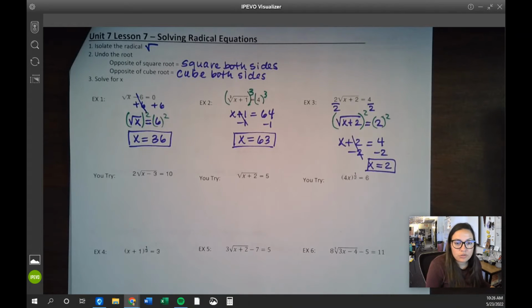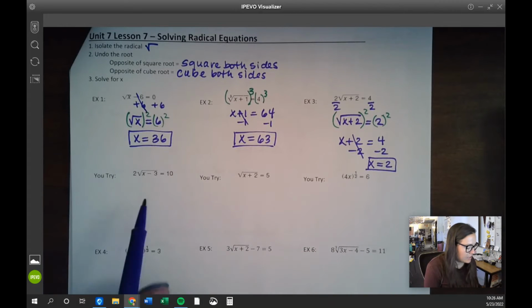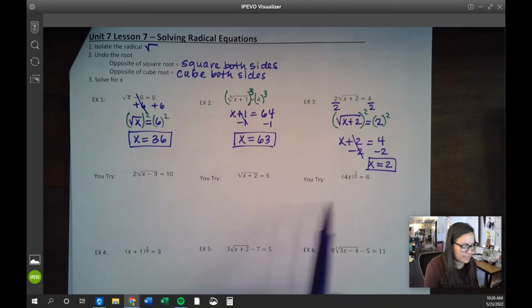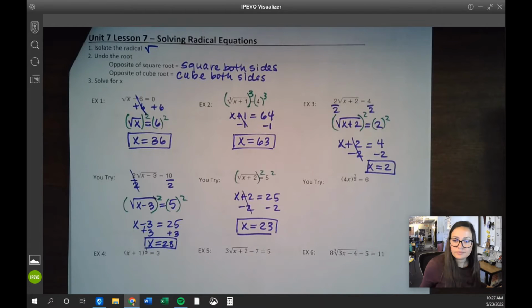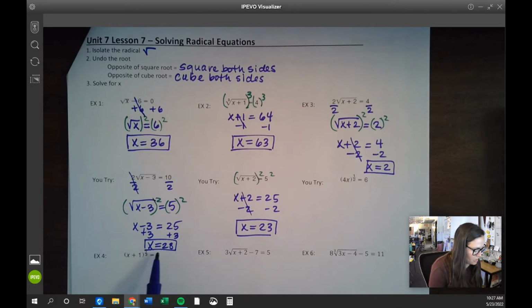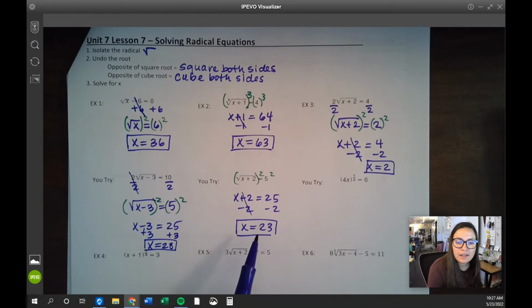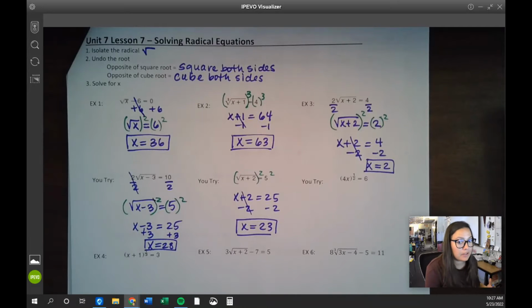Okay, I would like you to pause the video at this point and try this next row where it says you try. So pause the video, take a couple minutes, try these 3 problems on your own. All right. These first 2, you should have gotten 28 and 23. And if you're not sure if you got something wrong, pause the video, take a look at my work, see if you can figure out how yours is different than mine.